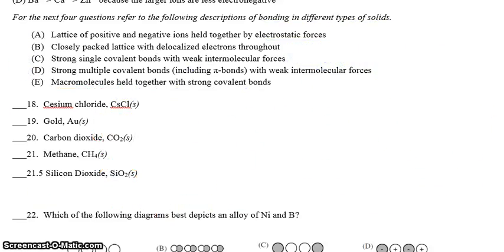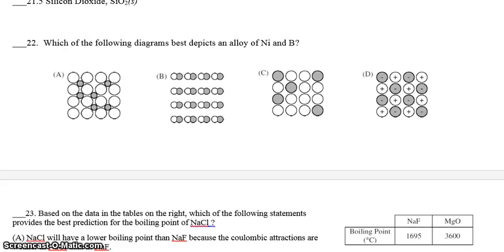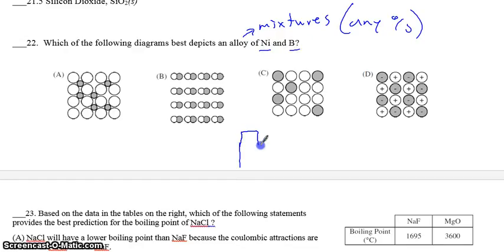So number 22 says, which of the following diagrams best depicts an alloy of nickel and boron? So alloys are mixtures of metals. They are not compounds, they're mixtures. That's why alloys can be any percent. In fact, you can put 25, 75, 80, 20, any percent you want. We want nickel and boron. Now, if you take a look at the periodic table, boron sits right up here in the P block.